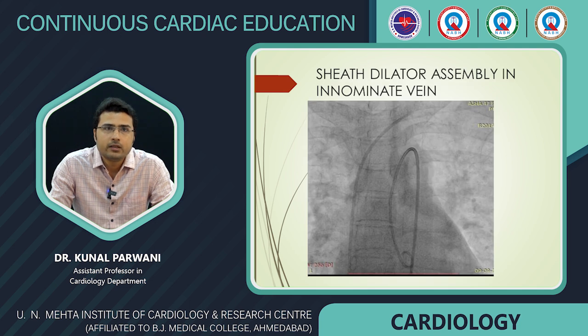The second step would be advancement of the Mullins sheath and dilator. The Mullins sheath and dilator is introduced over the exchange wire and placed in the innominate vein over the exchange length wire.